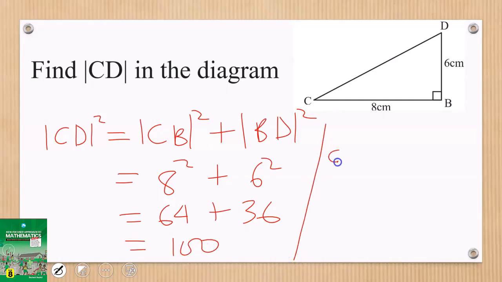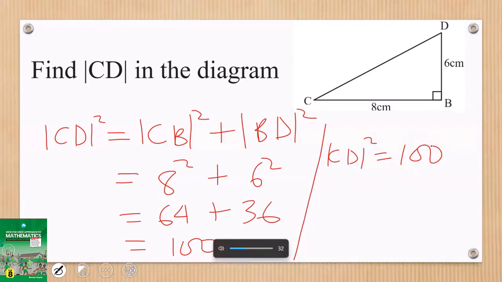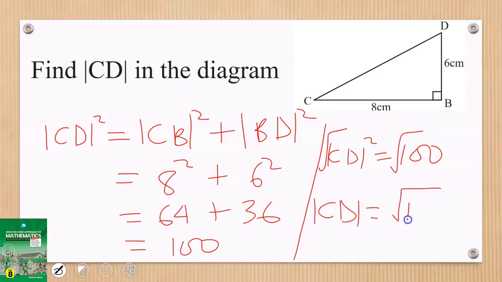So our line CD squared is equal to 100. And because we want to make CD the subject, we take the square root of both sides. So when I root this and I root that, then my CD becomes square root of 100. And square root of 100 we know to be 10. That means 10 times 10 is 100. So root 100 is 10, and that gives us 10 centimeters. I think it's cool. Beautiful.